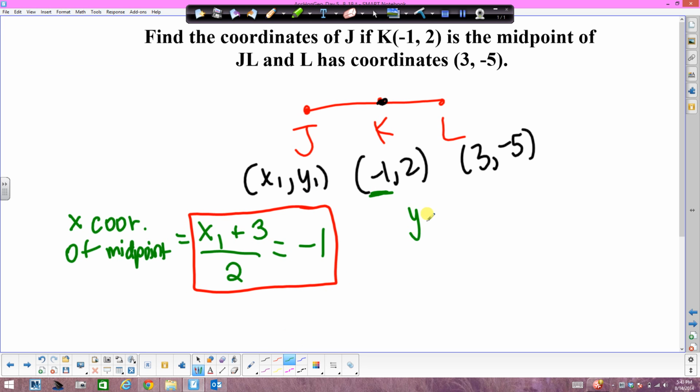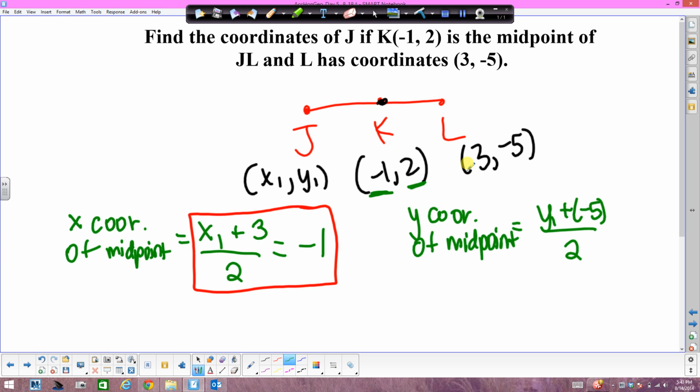Then to get the y coordinates of the midpoint, we would take y1, add -5, divide by 2, and we know that should be equal to 2 because that is the actual midpoint. So that's the other equation we want to solve.